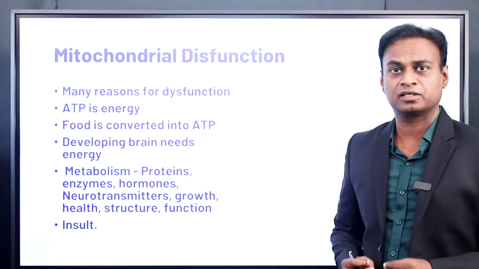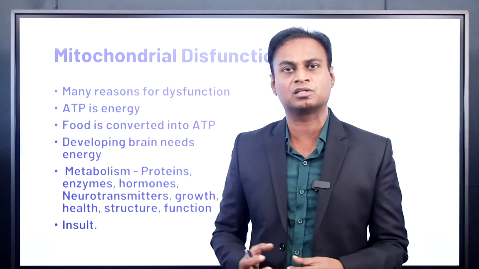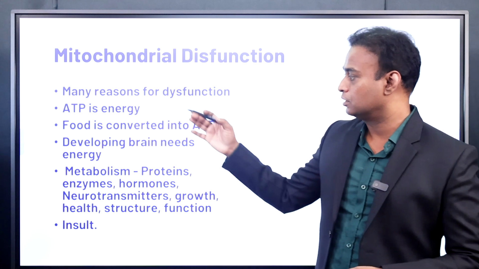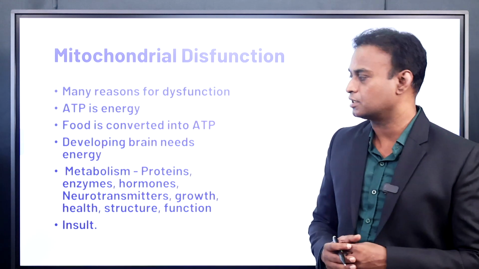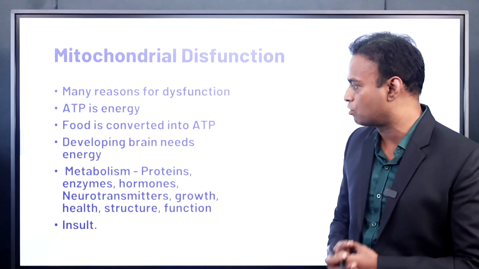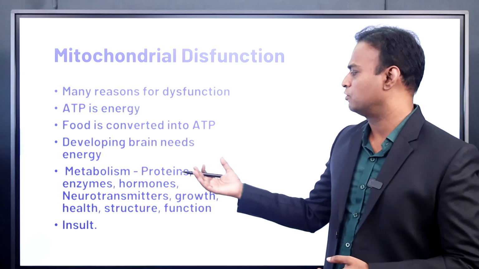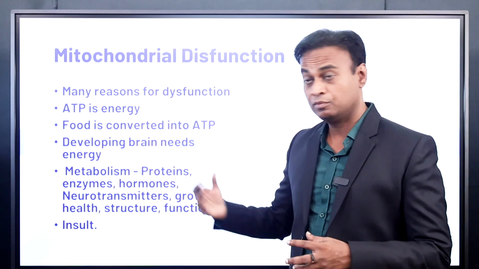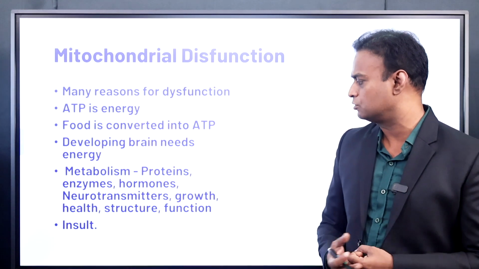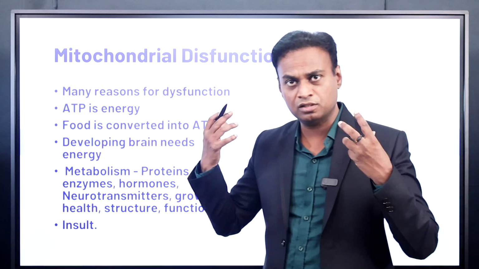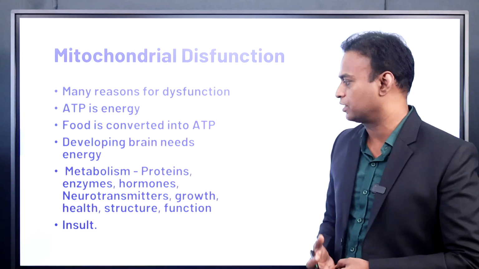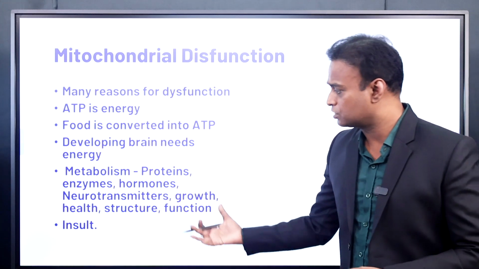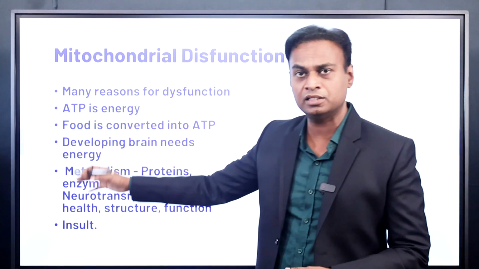If the required energy for the brain is not given to the brain because of dysfunctional mitochondria, it goes into insult. Insult means it will have problems. Problems with what? In metabolism, it may have defective proteins, wrong enzymes, defective hormones, false neurotransmitters. Body or brain growth is defective, health of the brain is defective, structure of the brain is defective, function of the brain is defective. These are all the insults.